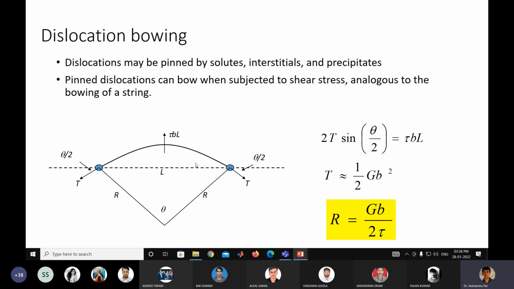Now, if you look at the geometry, 2T sin(theta/2) is equal to tau b L. And capital L is the interdislocation distance, or distance between two pinning points. So you can see that T equals half G B square. And if you put that in, then you can understand what will be the radius of curvature.